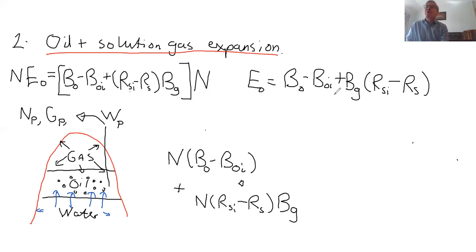So this is the expansion of the oil. This is the amount of solution gas, basically, that is now not in solution, but actually as free gas in the reservoir itself, these bubbles. Basically, this represents the amount of these bubbles, okay? And BG gives us the reservoir volume of these bubbles, okay? So that explains that term.